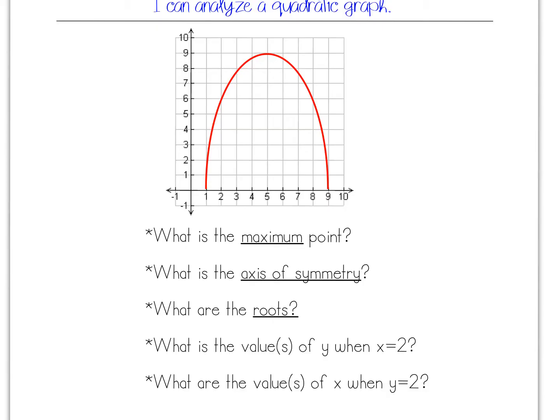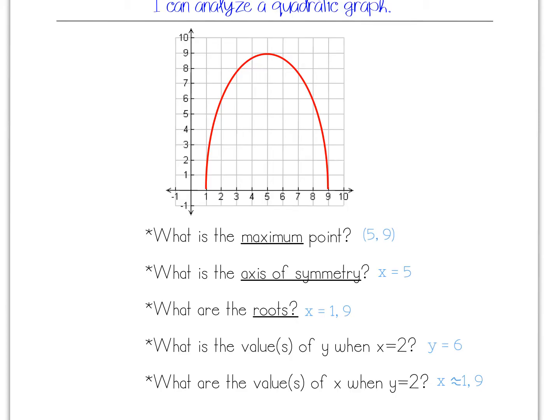Alright, so the first thing is I just want to revisit a quadratic graph. In this case, this graph is starting in the first quadrant at 1, 0. It's going up to its vertex and down at 9, 0. So what is the maximum point? What is the axis of symmetry? What are the roots? What is or are the values of y when x is 2? And what is or are the values of x when y is 2? So I'd like you to pause the video and just analyze this graph and answer these 5 questions.